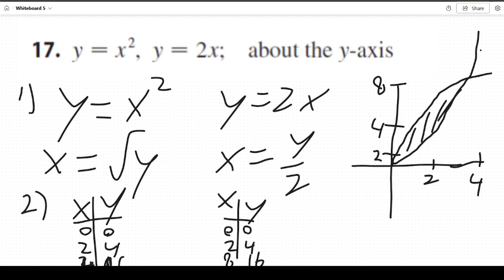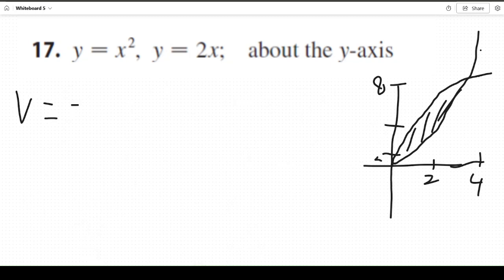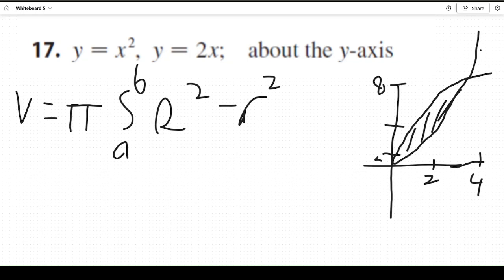And now we're going to try to solve this problem using integration. When using the washer method, you always have to use this equation. What this means is the capital R means you're using the outer radius, and the lowercase r means you're using the inner radius. So in this case, the inner radius would be y equals 2x, and the outer radius would be y equals x squared.